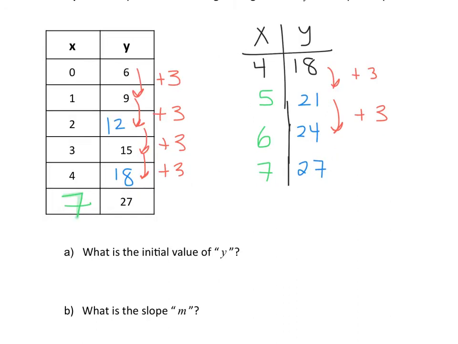So the first question we are asked is, what is the initial value of y? To find the initial value of y, we need to go to our table of values and look in our x column for the value 0. When we locate the value 0 in our x column, the initial value is going to be the y value that is attached to it. So when my x is 0, my y value that corresponds to that is a 6. So my initial value of y is going to be 6.